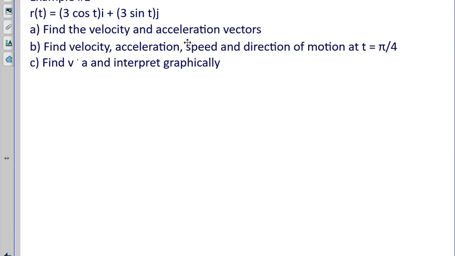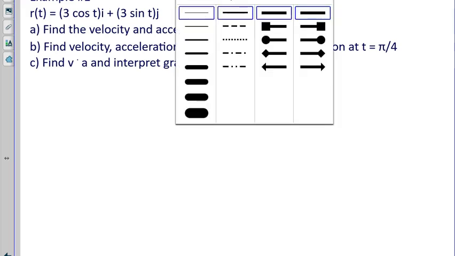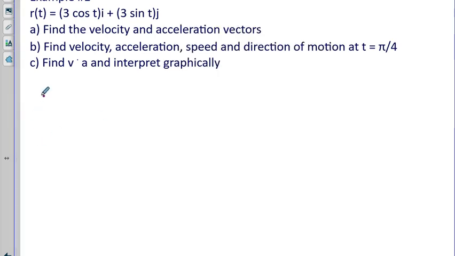We won't actually draw a graph for this, but we will explain what it means on the graph. All right, so let's start with part A. All right, here we are.